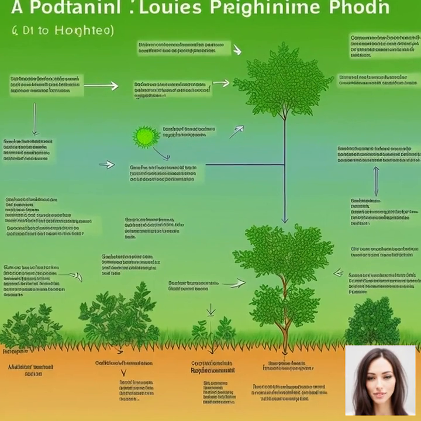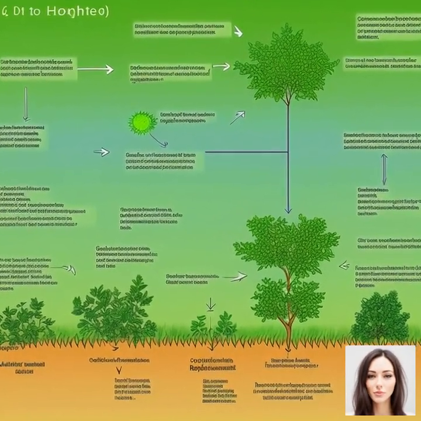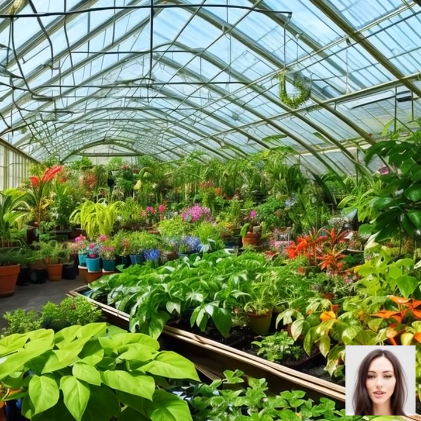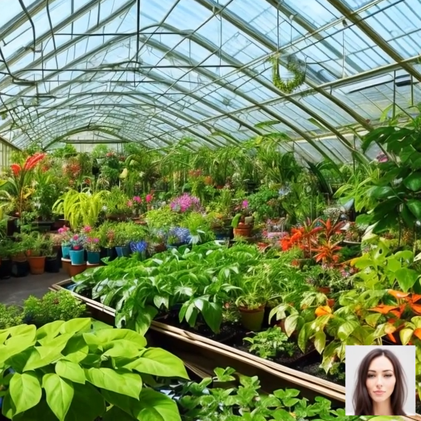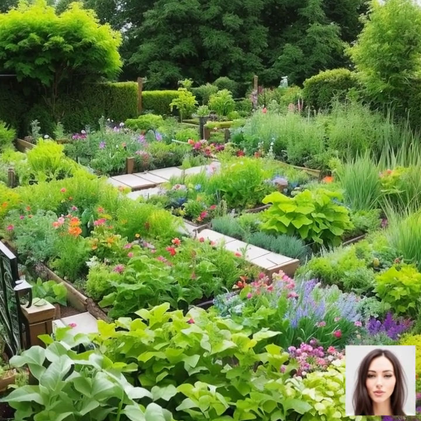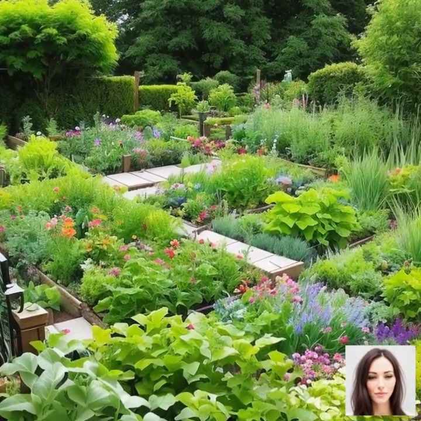This process takes place in the chloroplasts, special structures found in plant cells that contain chlorophyll, the green pigment responsible for capturing sunlight. When sunlight is absorbed by the chlorophyll, it excites electrons in the pigment, initiating a series of chemical reactions that ultimately produce glucose and oxygen.